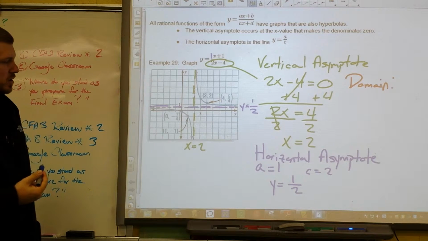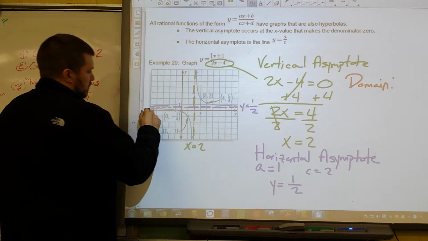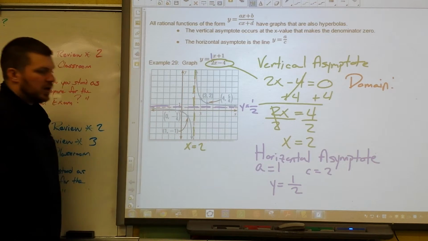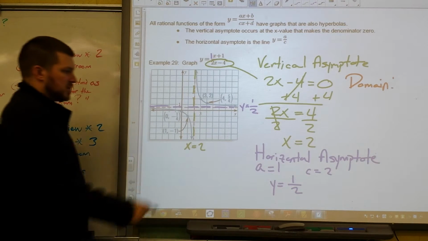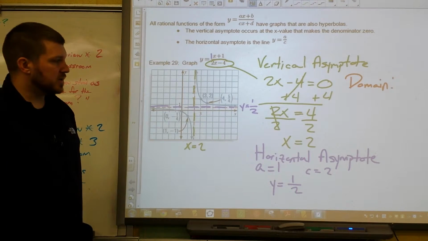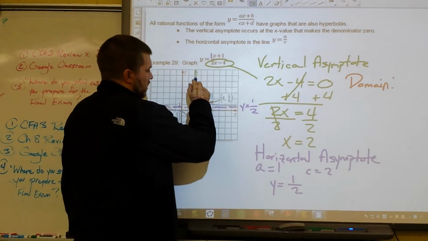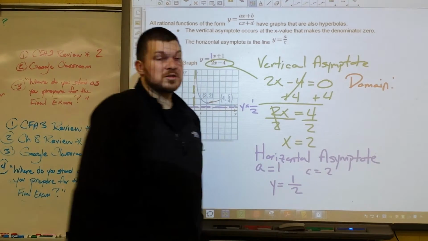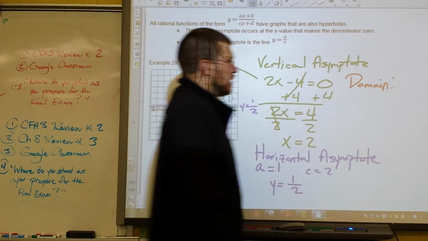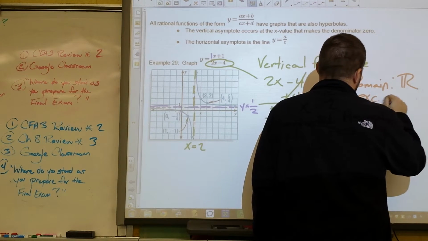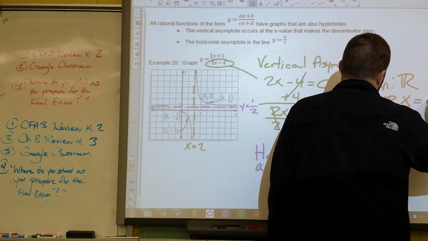Now for each branch, let's go to the right. Well, with this branch, I can go right until I get to the line x equals 2. Since it's an asymptote, I can never hit x equals 2. I can get really close, but close isn't good enough. With the top branch, I can go as far to the right as I want to, all the way up to positive infinity. So what that tells me about the domain is all real numbers, except x equals 2.